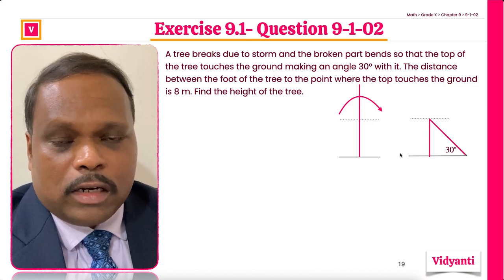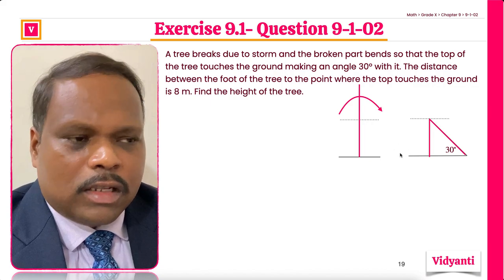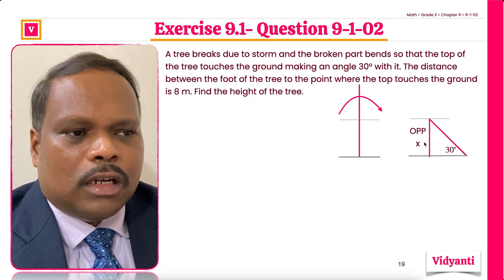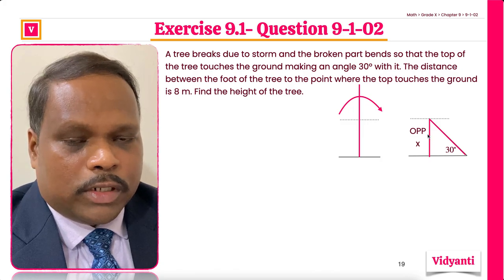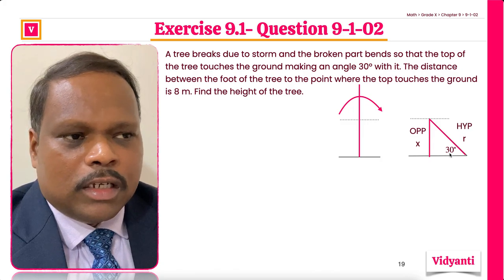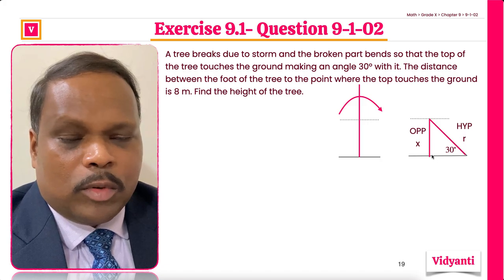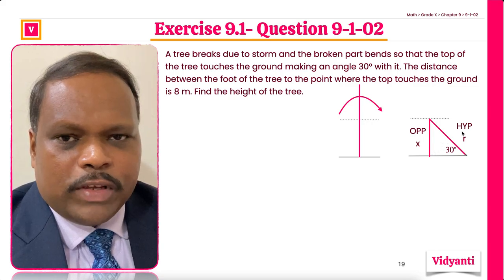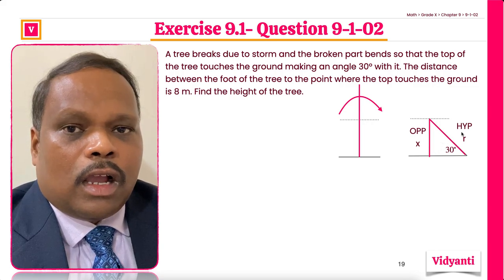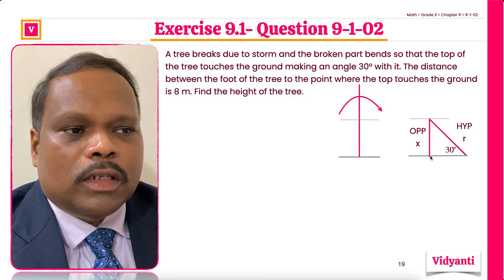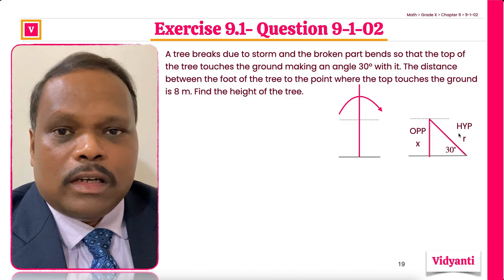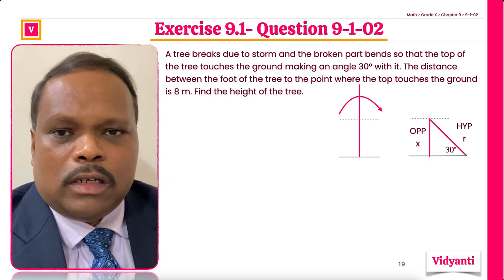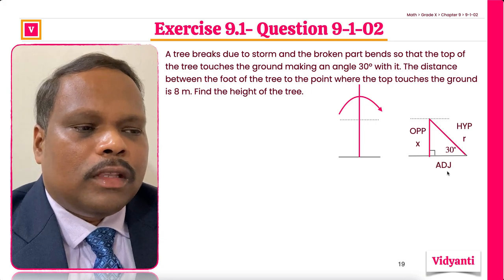So if you draw this triangle and understand what is given, then half the question is solved right there. For this tree, the unbroken part is the opposite side for this 30 degrees. The hypotenuse is the longest side, directly facing the 90 degree angle, because the right angle is right here. Hypotenuse is the longest side always in any right angle triangle. So the remaining one is adjacent.